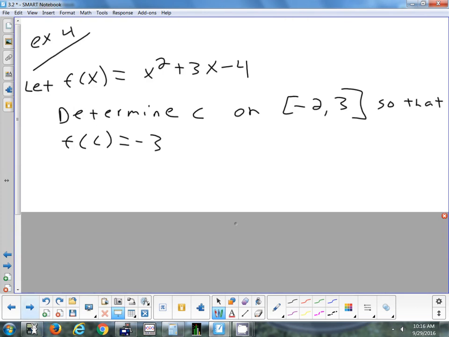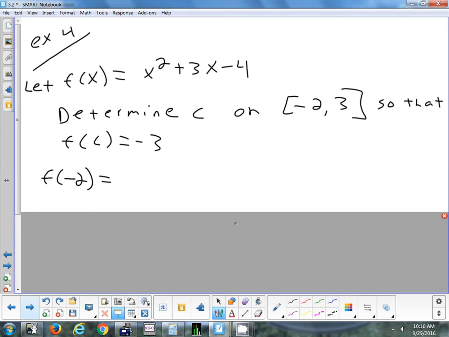All right, let's try this one. This time I've got a quadratic. And they're asking me to find a value you could plug in for x and see if you hit -3. Before I can even answer that question, I have to see if this is even possible. So how do I check to see if this is even doable? Matt? Use the lowest value. Yeah, we'll plug in the lowest value.